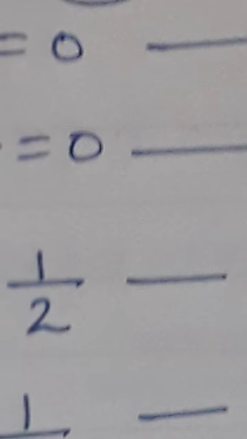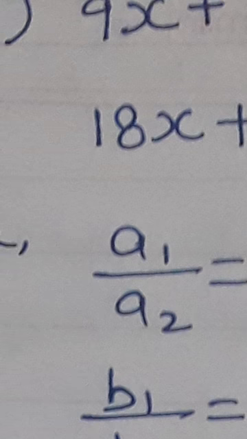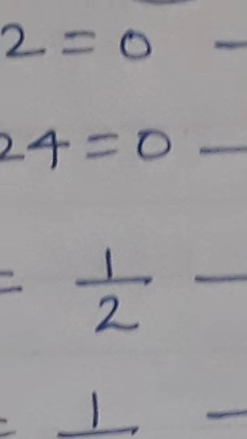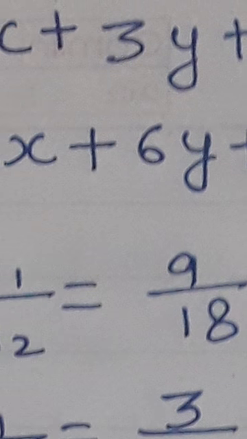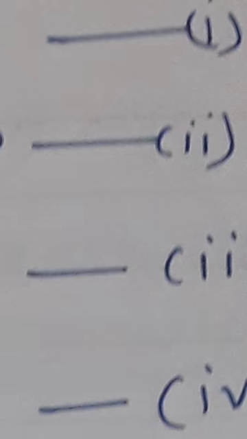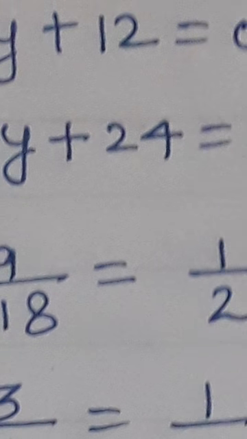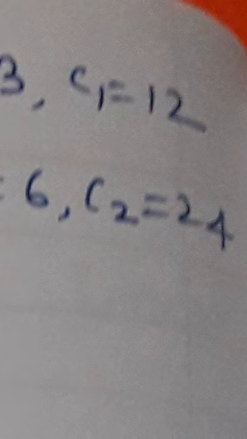Now, after this, we are coming on equation 2. See here in equation 2, coefficient of x is 18. So, a2 will be 18. Coefficient of y is 6 in second equation. So, b2 will be 6 and the constant term present in this is 24. So, c2 will be 24.